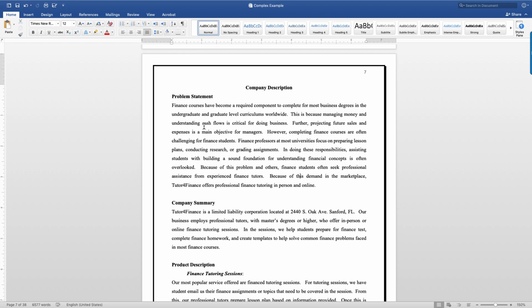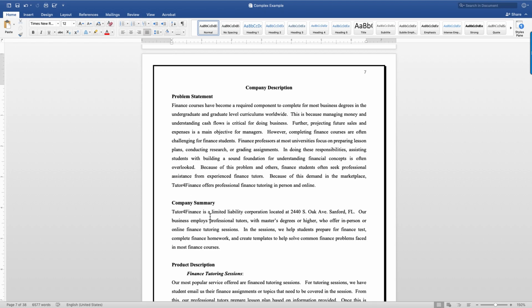The next section is going to be your company description, and for the complex plan, I like to start with the problem statement. It explains why your company is going to be in existence. Every business that's ever been started starts because a customer has a problem. You have to be able to identify what that problem is in order to solve it. That's why I start the complex business plan with a problem statement.